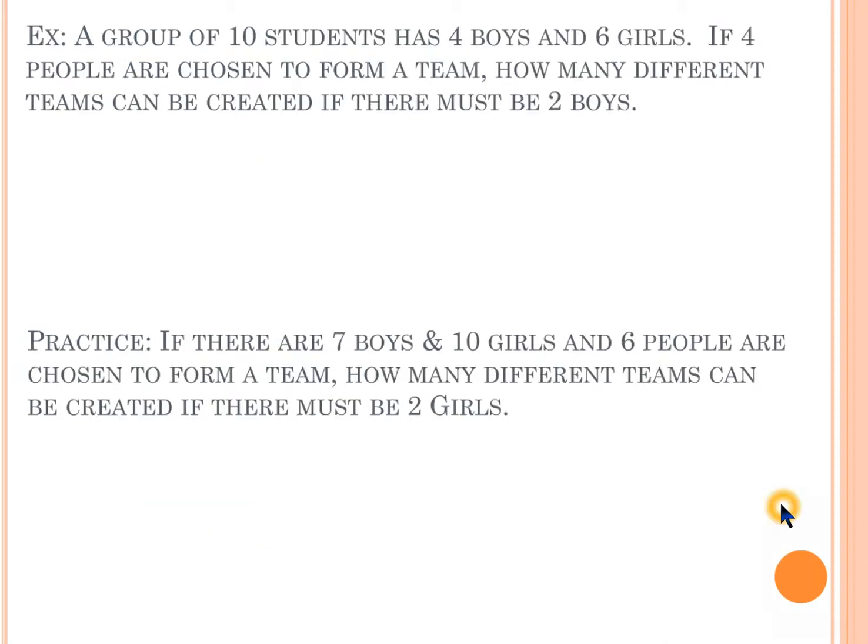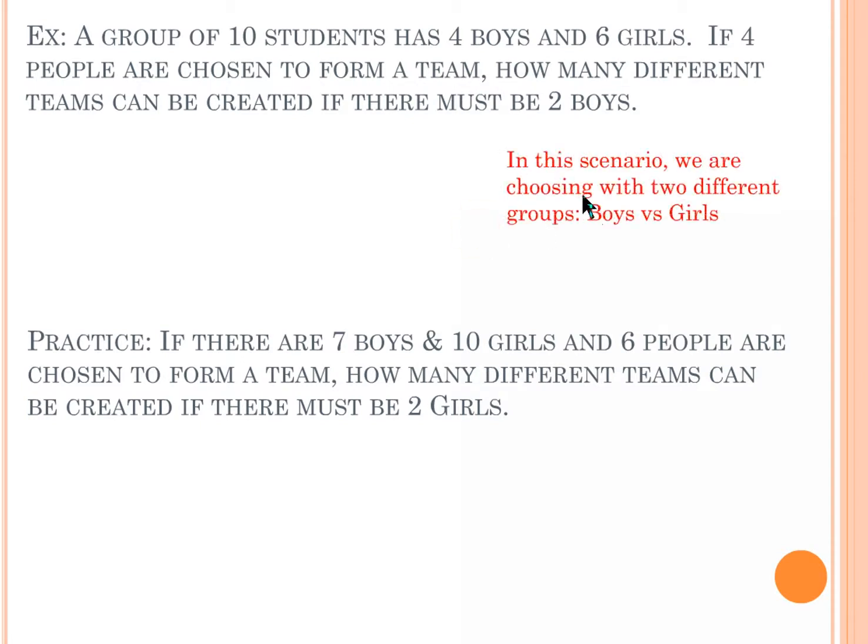Moving on. All right, let's get into a few word problems here. A group of 10 students has 4 boys and 6 girls. So from the 10 students, I guess 40% of them are boys and 60% of them are girls. If 4 people are chosen to form a team, how many different teams can be created if there must be 2 boys? So the question says, if 4 people are chosen to form a team, so just from that sentence right there, the order does not matter. Just 4 people are chosen to form a team, so this is a combination.